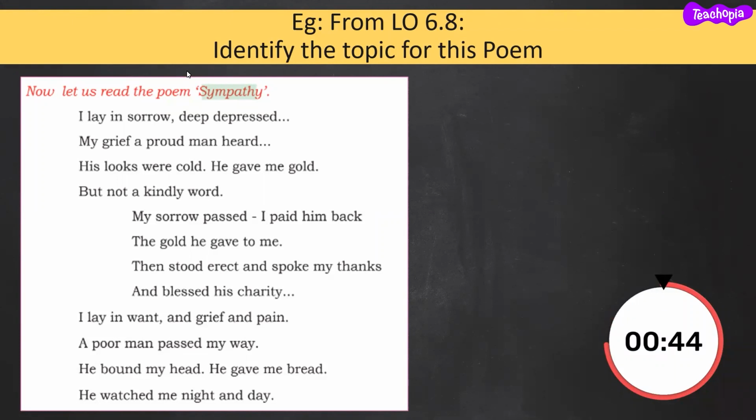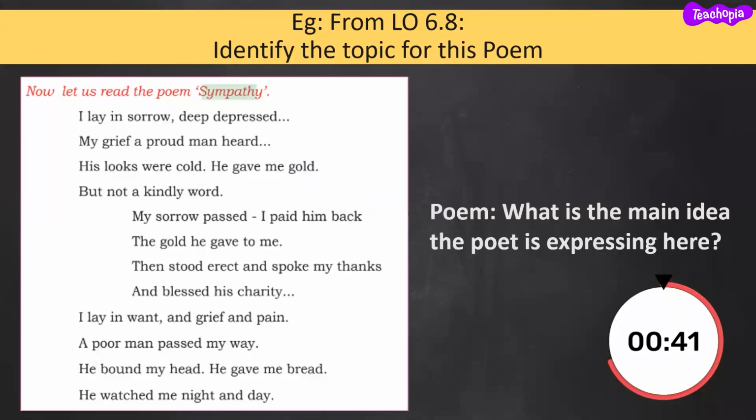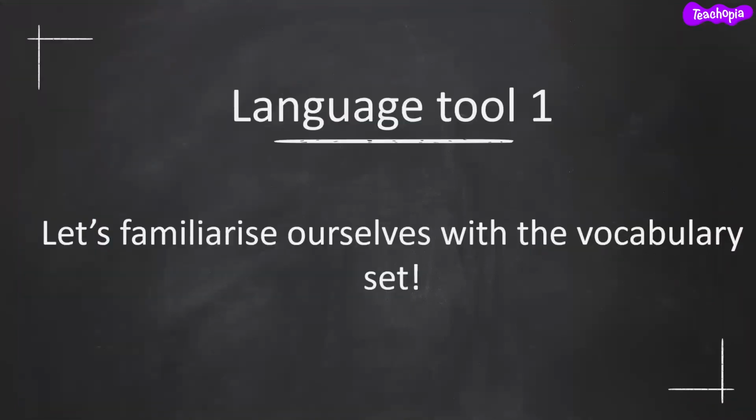Very good answers, teachers. Thank you for your wonderful answers. Let us now go ahead and familiarize ourselves with the 3 language tools related to this poem. So as Maria ma'am and Michelle ma'am have talked about, language tool 1 is vocabulary set. Language tool 2 is question framework. Language tool 3 is sentence framework.